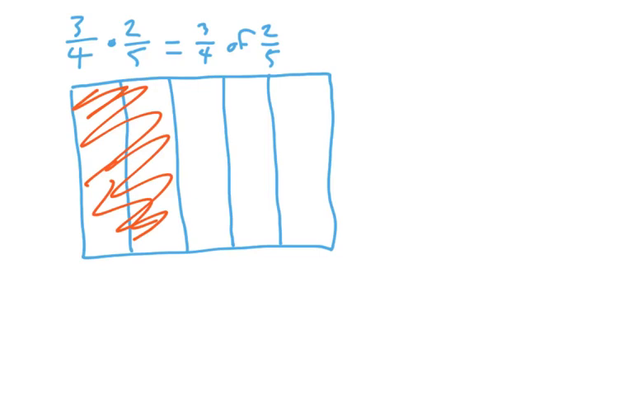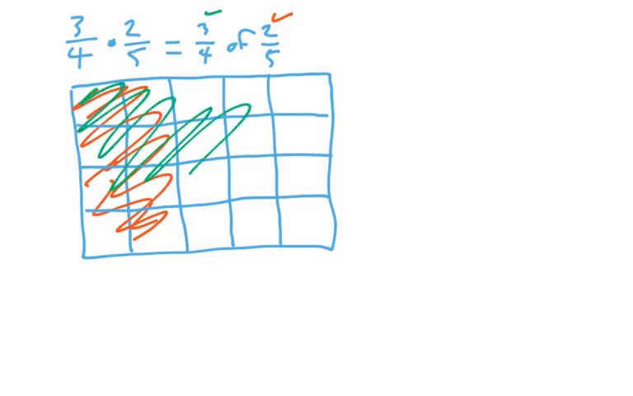Well, instead of dividing the rectangle into vertical bars, imagine we divide it into 4 horizontal bars, like this, and taking 3 of those. So the 2/5 is the red, and I'm going to represent 3/4 in green. And then I want to look at the 3/4 of the 2/5, which would represent the area that I have shaded in both colors. That would represent this.